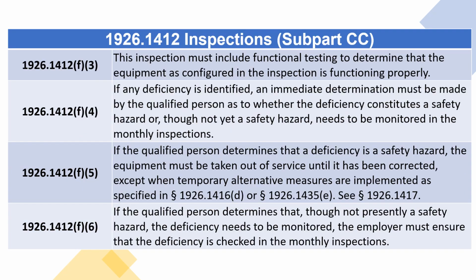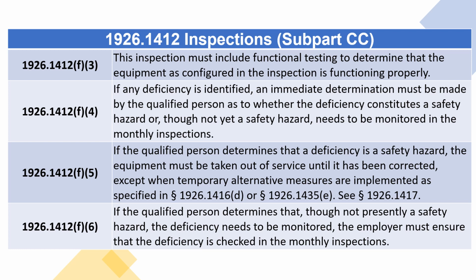1926.1412 F3. This inspection must include functional testing to determine that the equipment as configured in the inspection is functioning properly. 1926.1412 F4. If any deficiency is identified, an immediate determination must be made by the qualified person as to whether the deficiency constitutes a safety hazard or, though not yet a safety hazard, needs to be monitored in the monthly inspections.